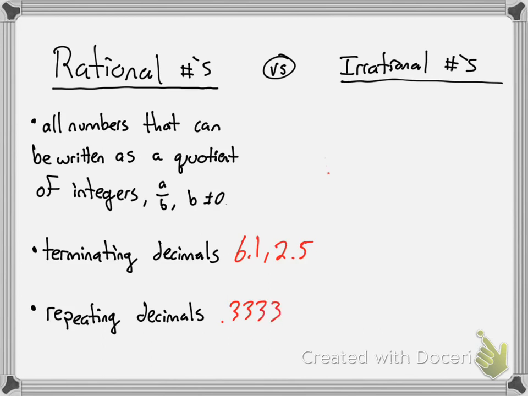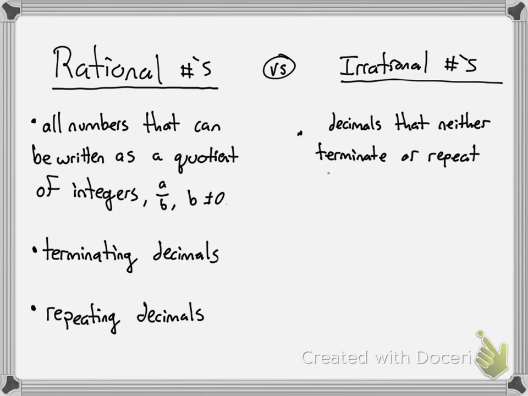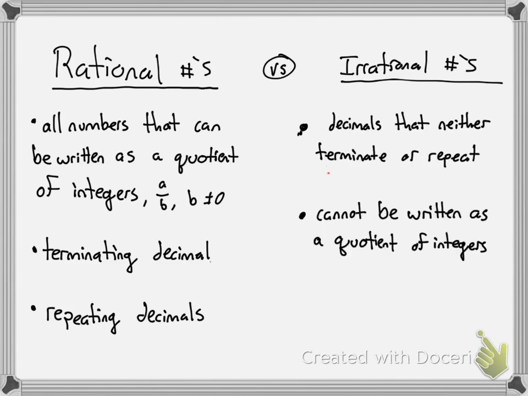On the other hand, irrational numbers are decimals that neither terminate nor repeat, and on top of that, they cannot be written as a quotient of integers. So common examples of these are radicals like the square root of 2, the square root of 17. Another common irrational number that you've seen before is pi.